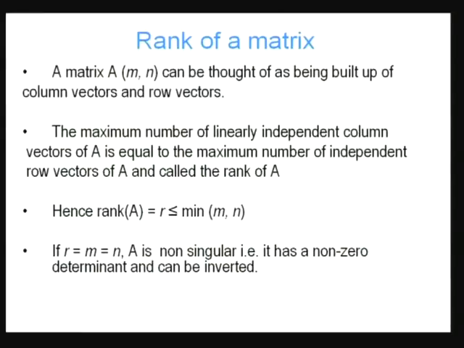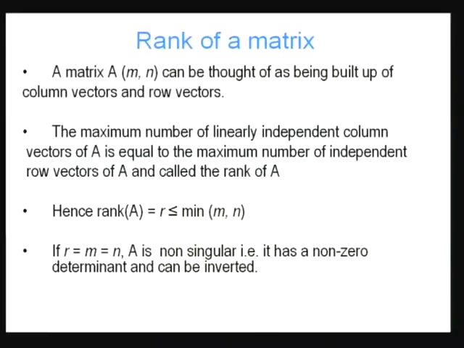Since the number of linearly independent columns must be equal to the number of linearly independent rows, it is obvious that the rank must be less than or equal to the minimum of m and n. If m is equal to n, meaning A is a square matrix, and if the rank is equal to m and equal to n, then the matrix A is said to be non-singular. That is, it has a non-zero determinant. That is, it can be inverted. It is invertible.